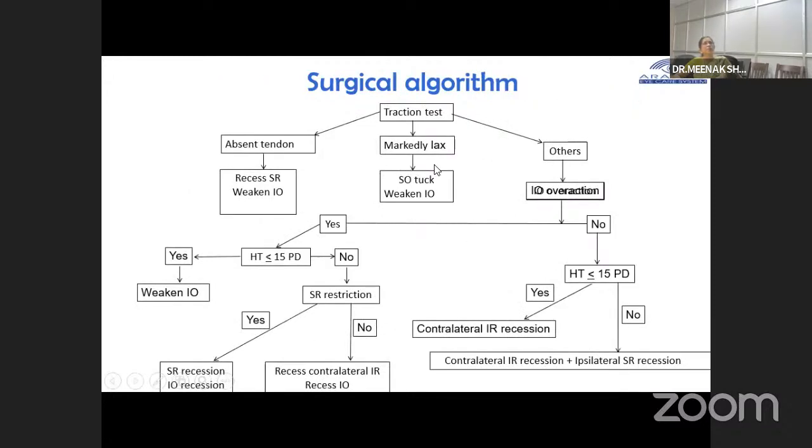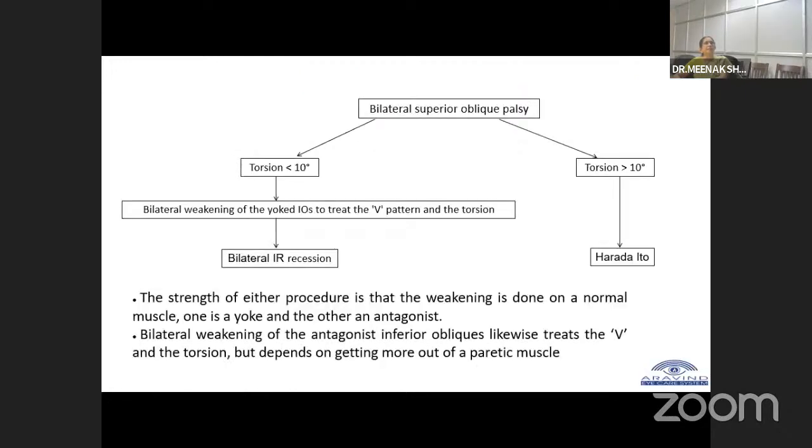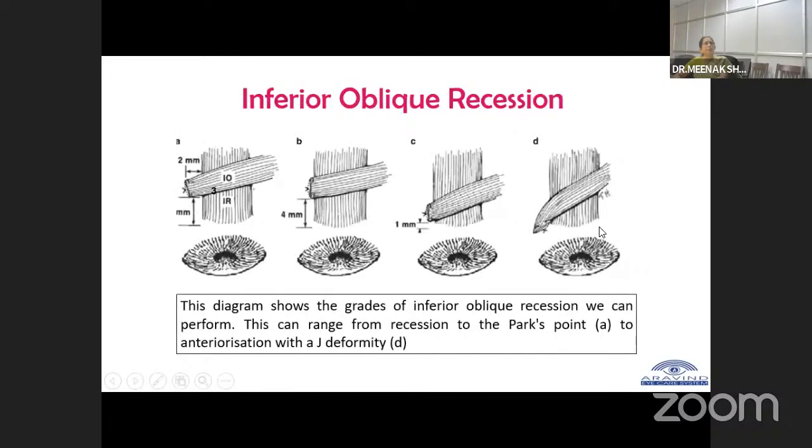One thing I just want to mention is always check the superior oblique. How is the superior oblique, whether it is very lax or not, especially in congenital cases. No point in just directly weakening the inferior oblique alone, because if you don't do a tuck, it will not help in making the eye straight. And in bilateral cases, you check for the torsion, less than 10 degrees or more than 10 degrees. If more than 10 degrees, go for a Harada-Ito.